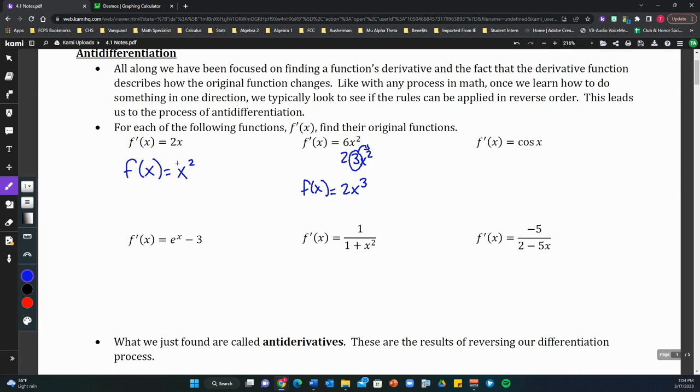Next one, f prime equals cosine. Well, that is one of our known derivative rules. That is the result if I started with sine of x. So that is our original function.